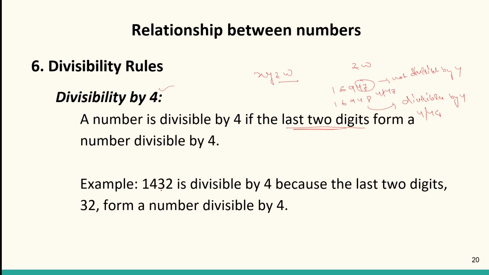Another example is 1432. Is it divisible by 4? Let's see. 32 is divisible by 4, as it leaves a quotient of 8. So the last two digits 32 of the number are divisible by 4, so the whole number is divisible by 4.